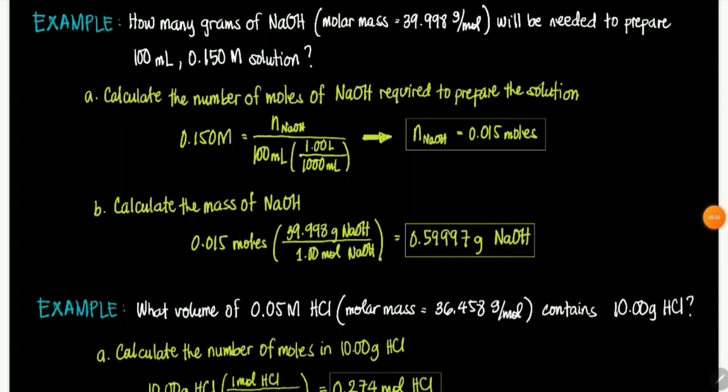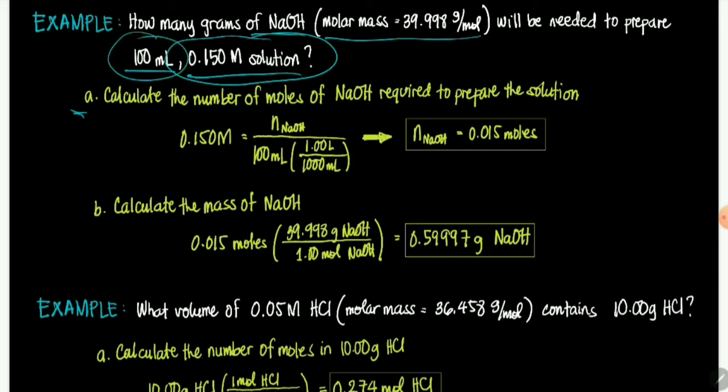Okay? So for the next example, how many grams of sodium hydroxide, ito yung molar mass na given, will be needed to prepare 100 ml of 0.150 molar solution? So yung solute natin dito, of course, is sodium hydroxide, tapos yung solvent natin ay water. So paano daw tayo magpe-prepare ng 100 ml ng 0.150 molar ng sodium hydroxide solution? Okay? So first, calculate muna natin yung number of moles dun sa 0.150 molar solution na 100 ml. Gaano ba karaming moles ng sodium hydroxide yung kailangan?